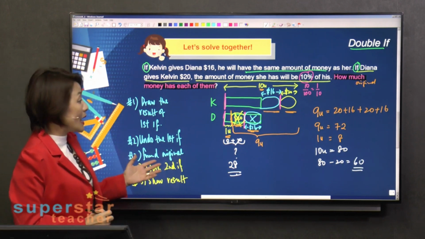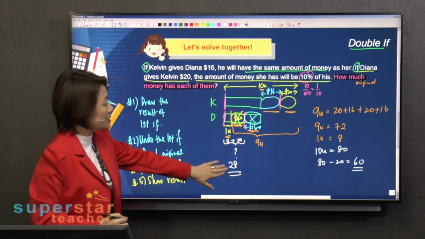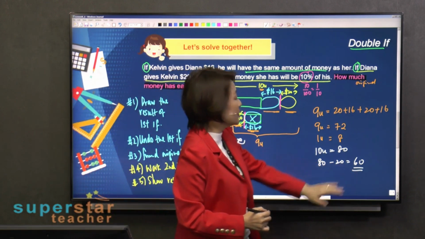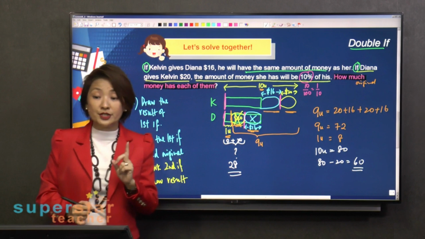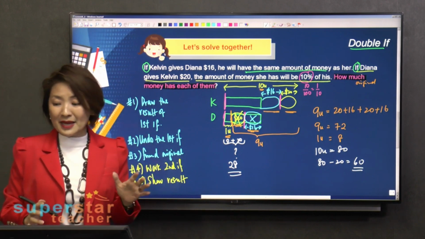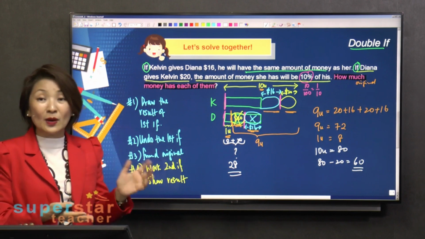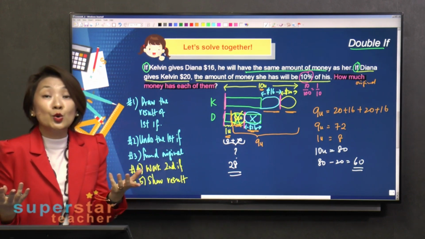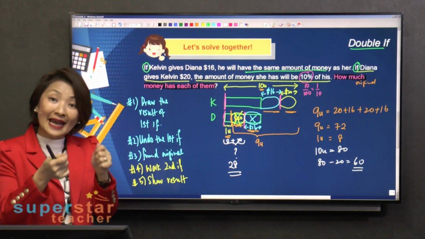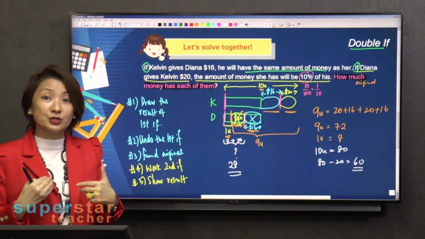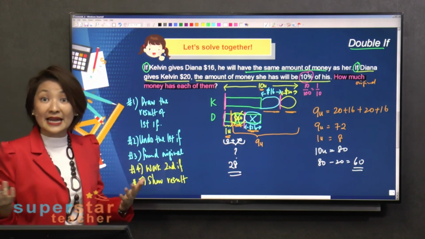Alright, so these are my 2 answers. Dinah will have $28, whereas Kelvin will have $60. That's their original. Okay, it doesn't matter whether at one time it is the same amount, another time it is 1/10. It doesn't matter. Those are just clues for us. Like they give us handles to help us to find the original, because this question did not tell us anything about original.